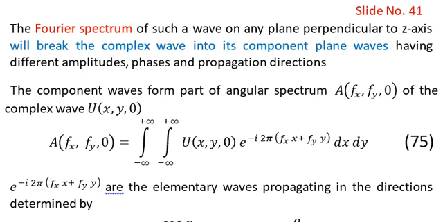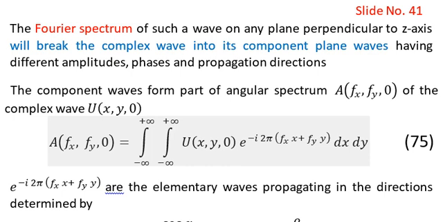The component waves form part of the angular spectrum, which is A at fx comma fy comma 0, of the complex field. So you see that if we want to understand the angular spectrum of that field, we have to consider the Fourier transform of that one. So recognize the integral on the right hand side in equation 75. This is nothing but the Fourier transform integral, and it is the Fourier transform of the quantity u of x comma y comma 0. So we are taking the Fourier transform of this quantity.